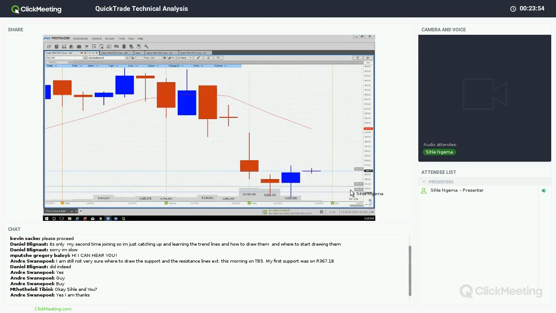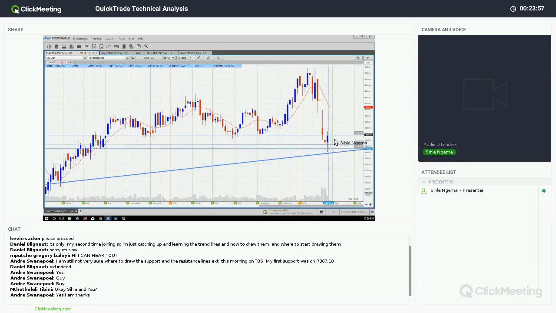Okay, I want us to focus more on this bar here, on TBS. This is the week of the 19th of last week. The market tried to come down here, and there was a lot of buying pressure. The price shot up, and we closed at 367, or at the levels where we are currently trading right now.